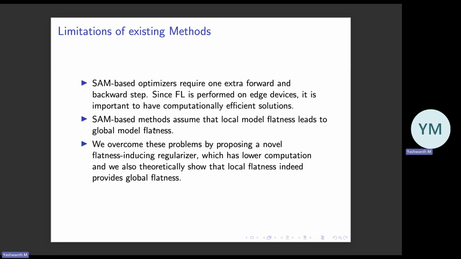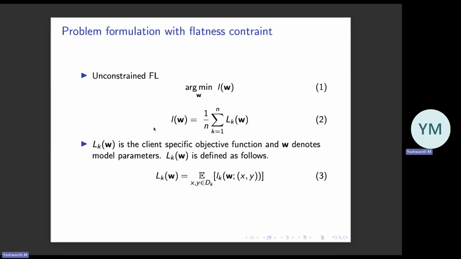Limitations of existing methods: SAM-based methods require one extra forward and backward step. Since FL is performed on edge devices, it is important to have computationally efficient solutions. SAM-based methods also assume the local model flatness leads to global model flatness. So we overcome these problems by proposing a novel flatness-inducing regularizer, which has lower computation, and we also theoretically show that local flatness indeed provides global flatness.